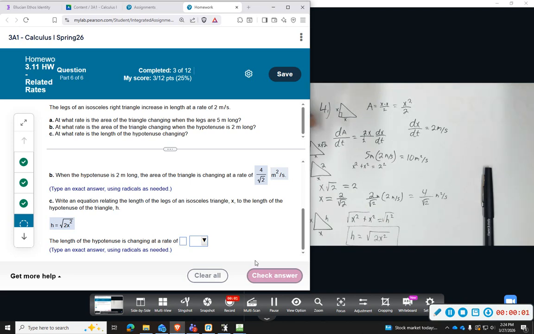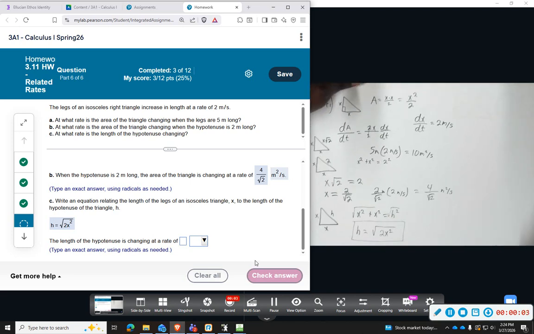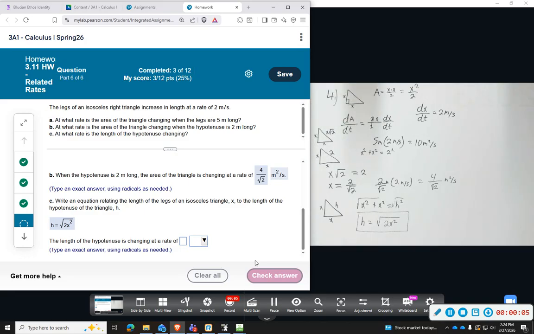All right, so there's one more part. Sorry, I stopped the video a little bit prematurely. It wants to know the length of the hypotenuse is changing at what rate. So we're going to find dH/dt. We take the derivative.